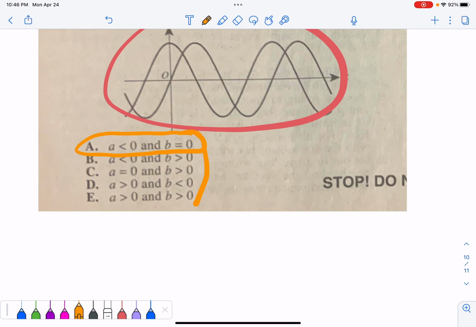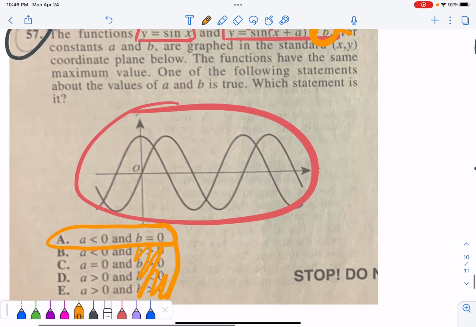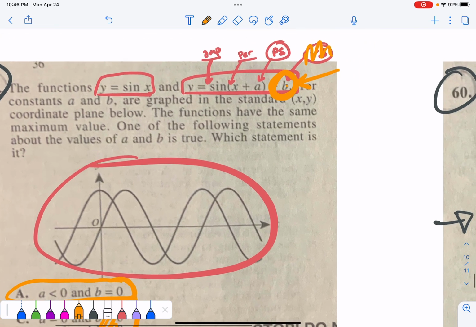I could eliminate all the other answers because I know that B has to be 0. It can't be less than 0, can't be greater than 0. It has to be 0. Also, if A is less than 0, which means this is a negative number, that means this guy is shifting to the right, right? We've talked about that before, about how the opposite sign means he's going to the right. So minus means he's going to the right.